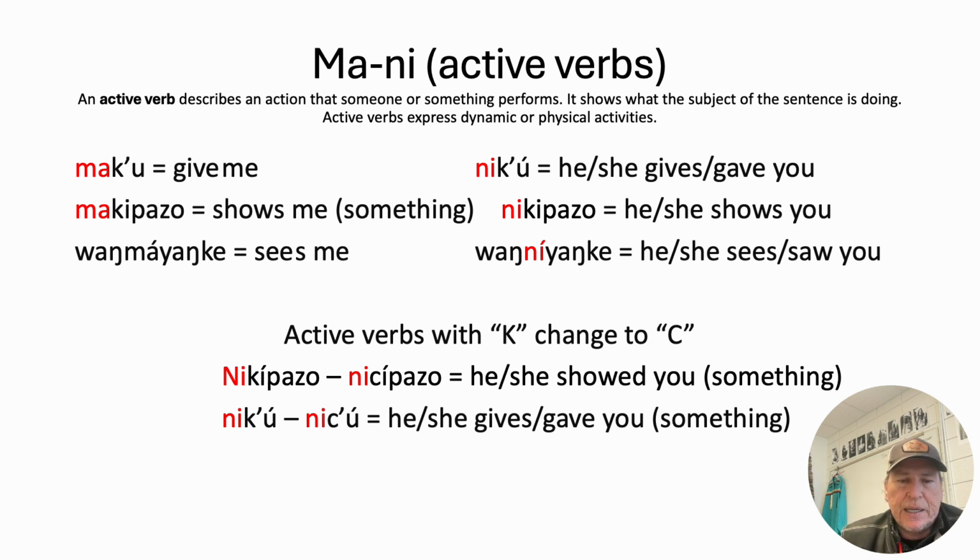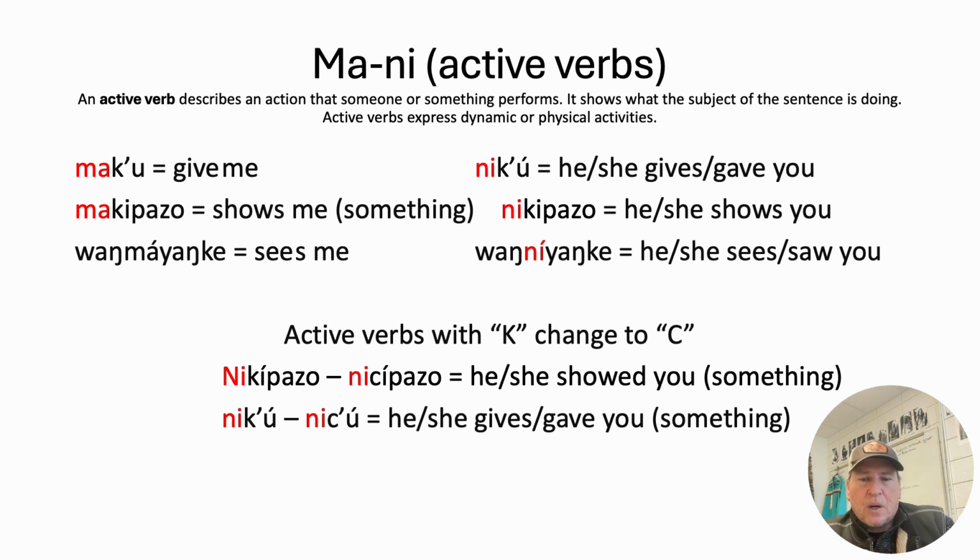Instead of saying niku, we change that to nichu. Okay, but the ma and the ni work enough to get you a lot of verbs. All right, but just be aware that there will be some, and then we can get into linguistics and grammar and grammar rules and everything.